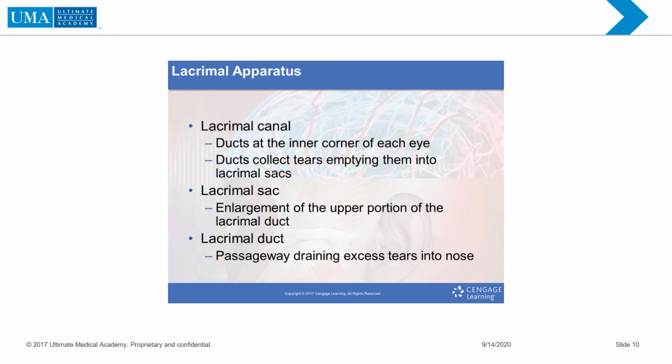Next, we have the lacrimal sac, which is also called the tear sac. This is simply an enlargement of the upper portion of the lacrimal duct itself. The lacrimal duct also goes by the name nasolacrimal duct because it's close to our nasal cavity. This is the passageway that drains excess tears into the nose.